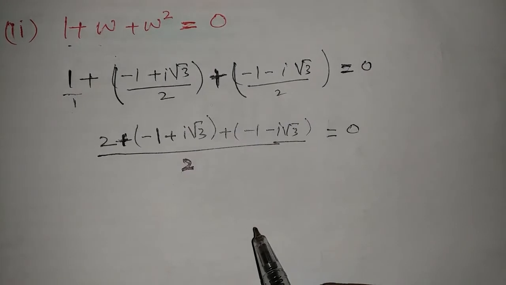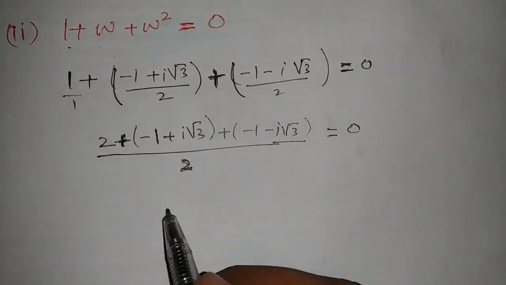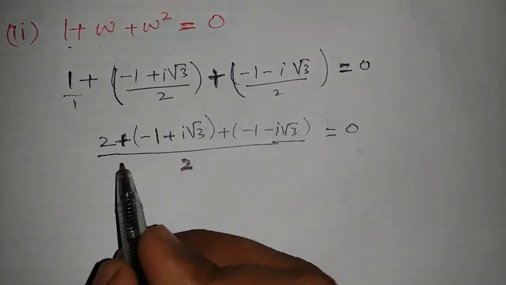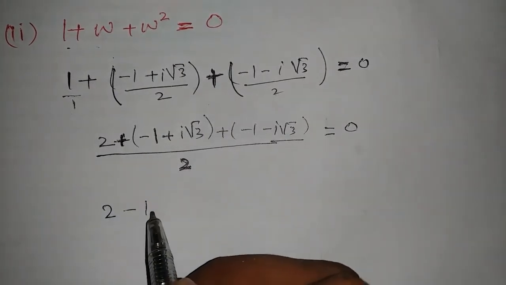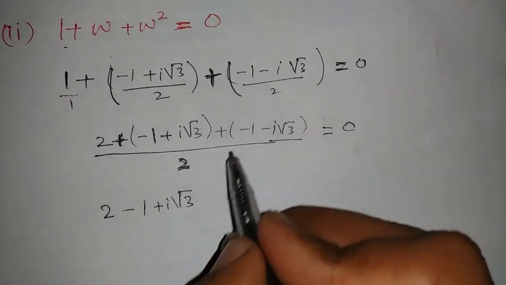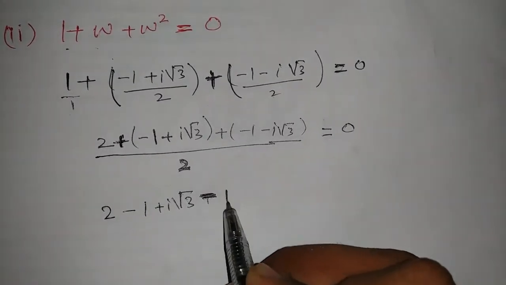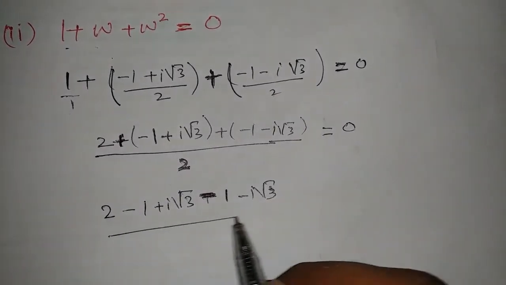So we are going to prove the summation of these three terms should be equal to 0. So simplify this. 2, the plus minus will become -1 plus iota square root 3, the plus minus will become -1 minus iota square root 3, divided by 2.